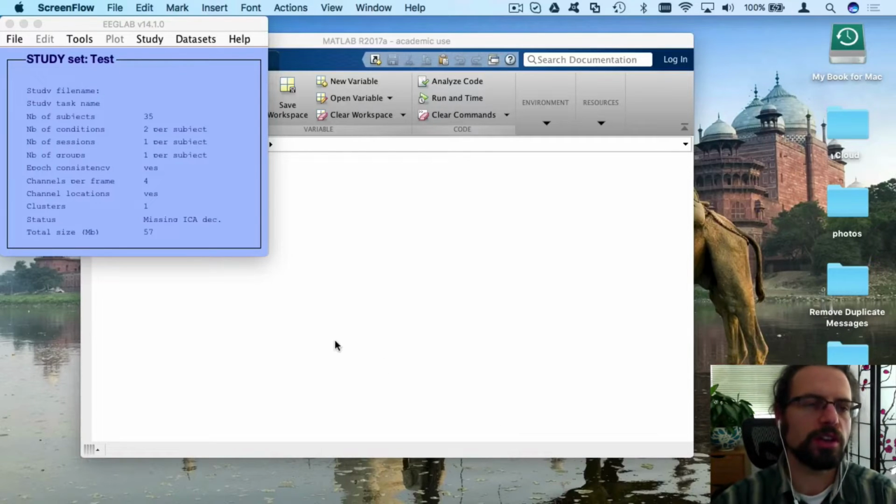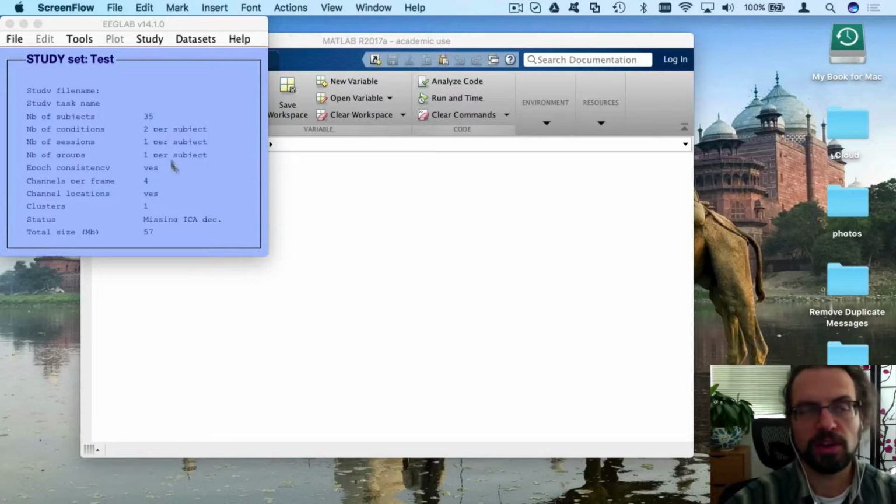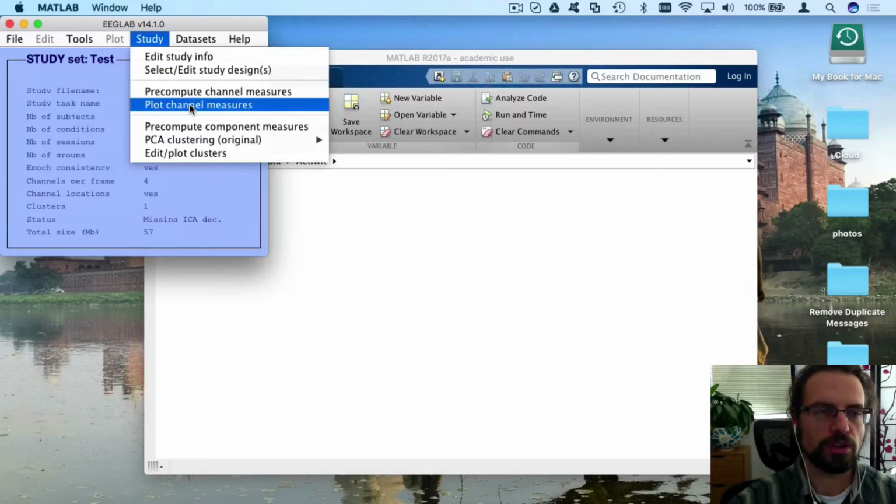That's the same study I built last week. The only difference is I added more subjects, because I didn't have enough subjects. That's not really subjects, it's days of recording. So in this case, I have 35 days of recording. That's quite a lot, and that's often what you need to get robust results. And these files were recorded with the Muse, just so you know.